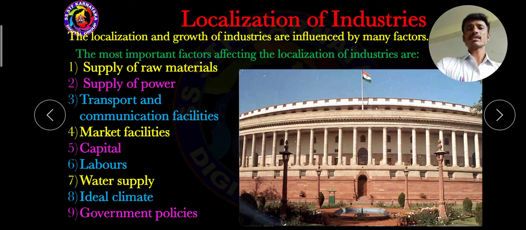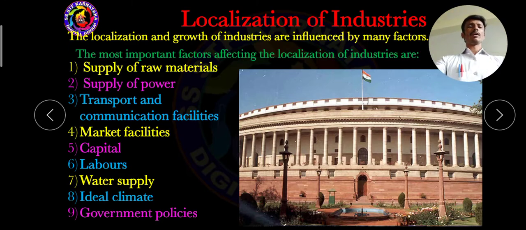So based on this, there is a one mark question. What are the most important factors affecting the localization of the industries? We all keep this in our mind and write it one by one. These all 9 points are very, very important, my dear students: supply of raw materials, power, transport, communication, market facilities, capital, labors, water, ideal climate and government policies. So that is very, very important, my dear students.